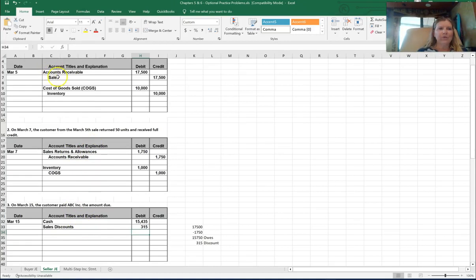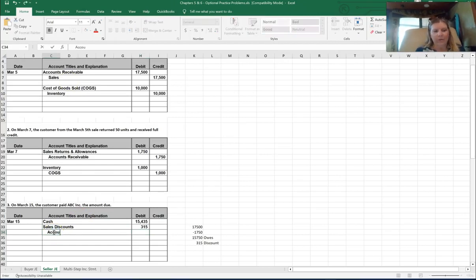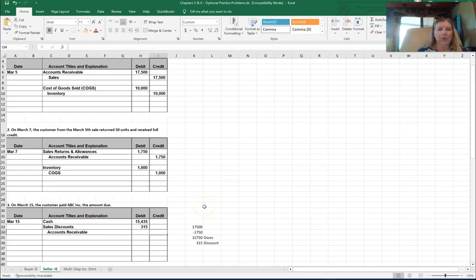And we have to take this accounts receivable off our books, right? Because now the customer has paid us, and we need to reduce that balance back down to zero. So accounts receivable is an asset. So in order to decrease that, we have to credit it. How much are we going to credit it for? We're going to credit it for the $17,500 they originally owed us, minus the $1,750 credit we gave them. That's how much their accounts receivable is sitting on the books for right now. So that's what we have to credit it for.